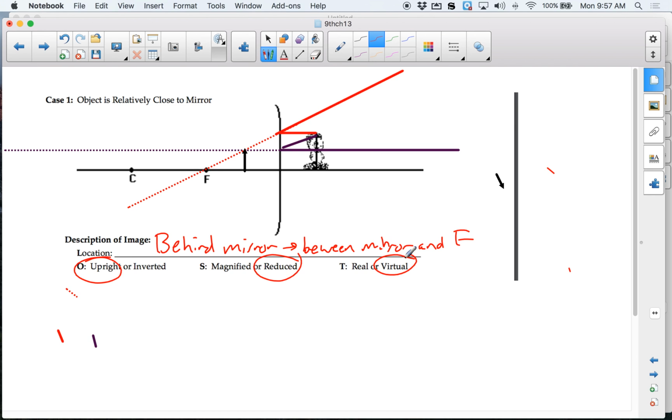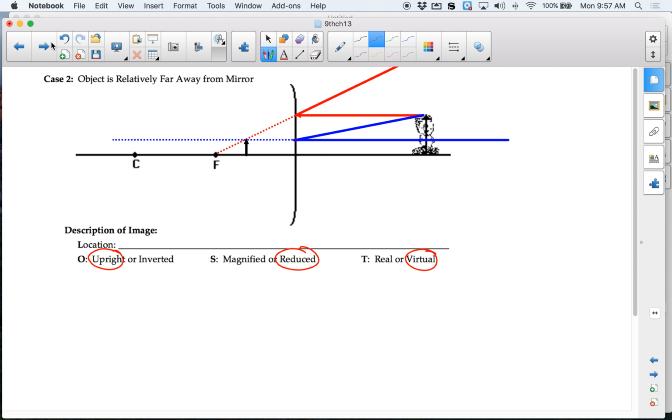Okay, let's go over the answers here. So here's number 2. Okay, so we should have an object formed right about there. Location, same as above, right? It's between the mirror and F, behind the mirror. It's upright, reduced, and it's virtual. Hey, guess what? All convex mirrors produce the same type of image. All convex mirrors produce upright, reduced, and virtual images, always.